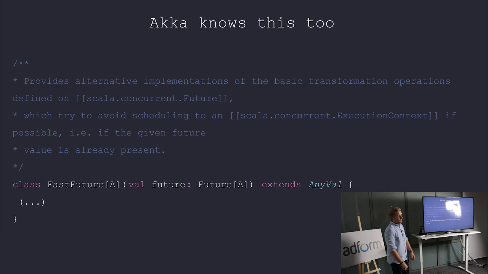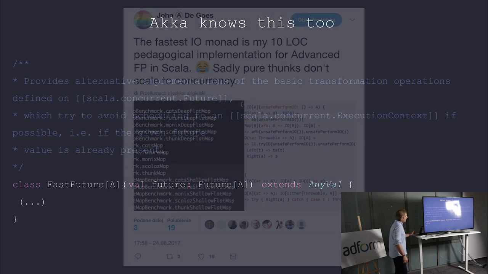Next. Well, the Akka people are also aware of this problem. So you have something in the Akka HTTP project called FastFuture. Funny, isn't it? So what is FastFuture? It provides an alternative implementation of the basic transformation operations defined on future, which try to avoid scheduling to the execution context if possible. That is, if the given future value is already present. So this is a real problem if you want to be really fast in processing.